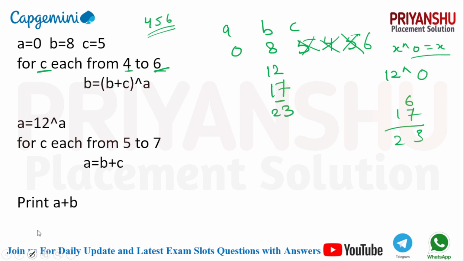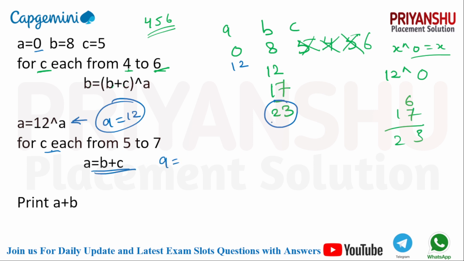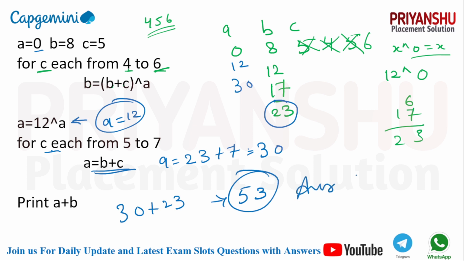Okay, let's move to the next statement, that is this one. For this, the value of a is 0, so the a value is 12, right? Now a is 12, b is 23. As you can see here, guys, here also independent values are there, so you can directly do a equal to the value of b, which is 23, and c's last value, that is 7. It means the value of a is 30. Now 30 plus this one is 30. Okay, 30 plus 23, so you got 53 as your answer. Done. Let's move to the next.